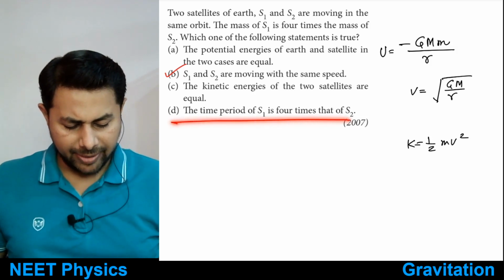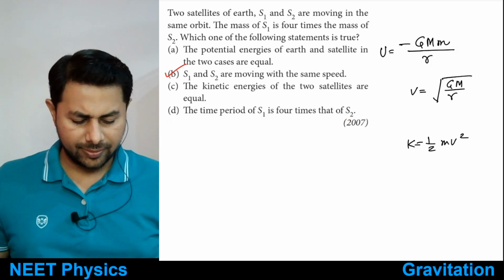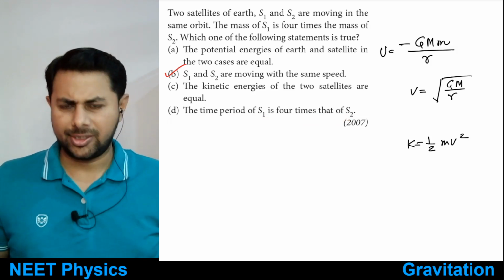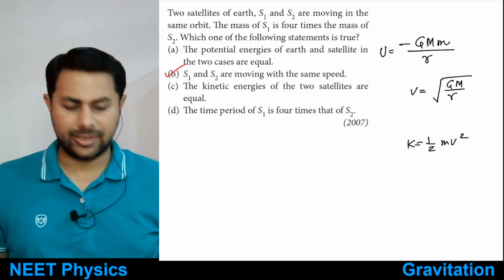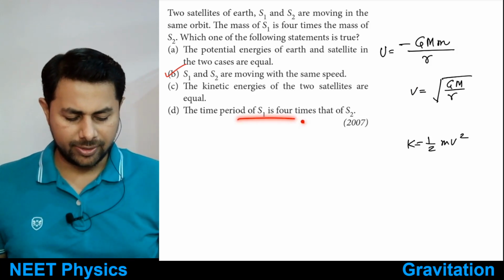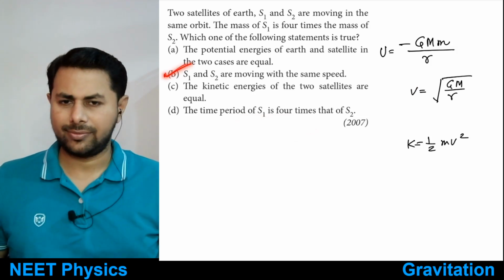Then the time period of S1 is 4 times that of S2. Is that correct? Again, speed is same means time period will also be same. Speed and radius are same, so time period is same. So this is also incorrect. So it's option B only.